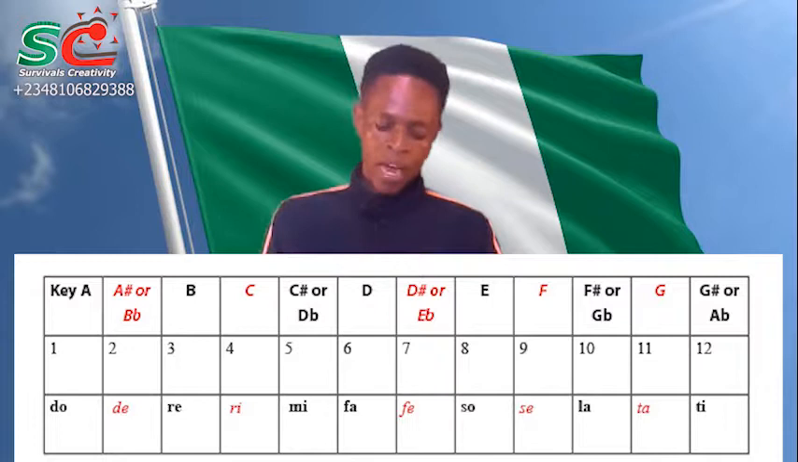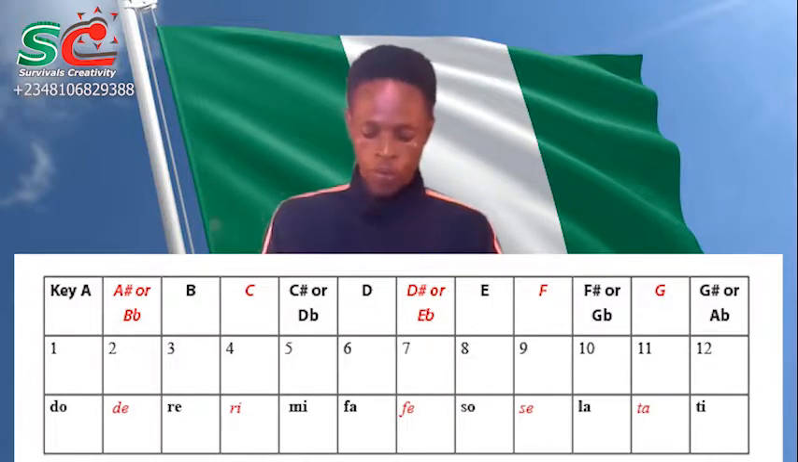E is number 8, so it will become our so. F sharp or G flat is our number 10, so it will become our la. G sharp or A flat will be number 12, and it will become our ti.